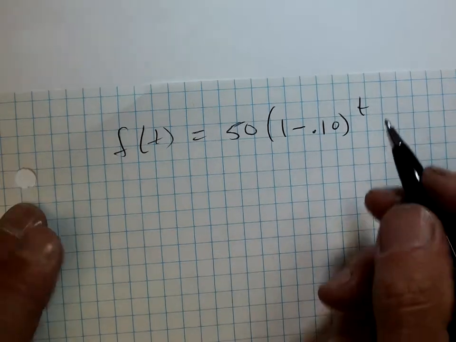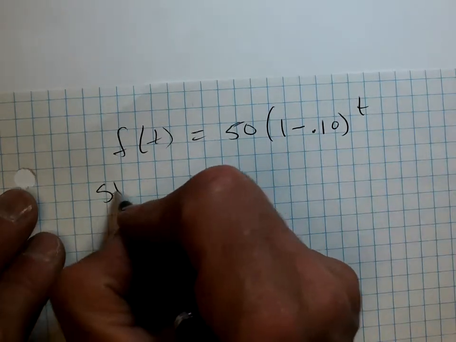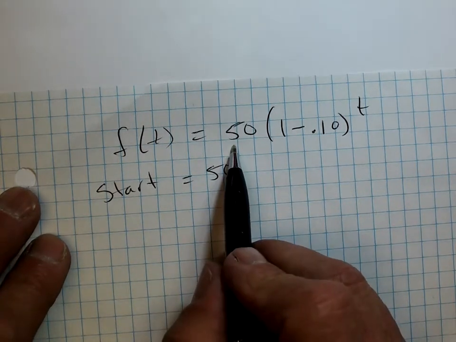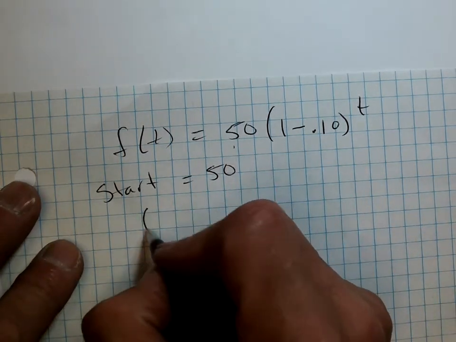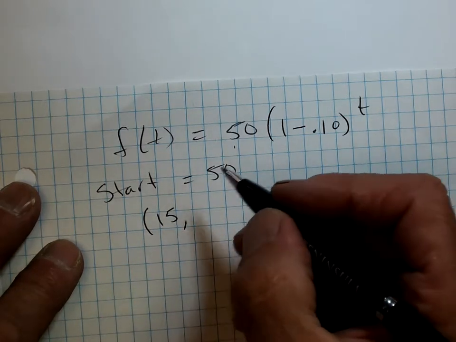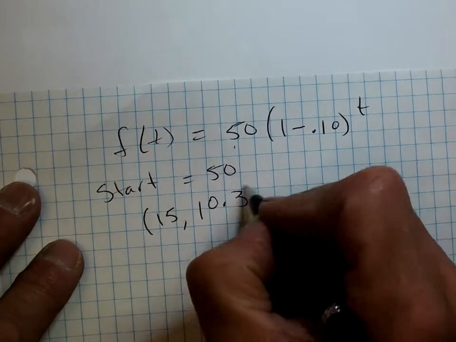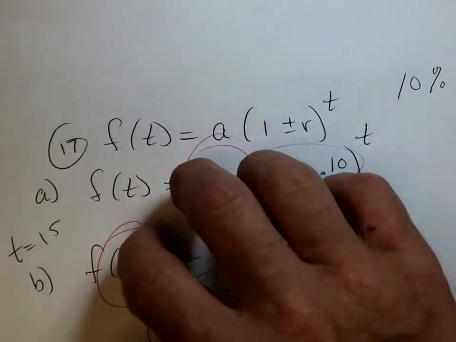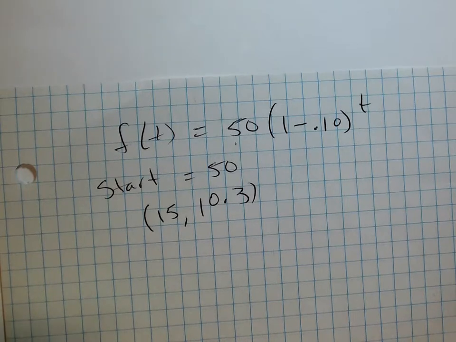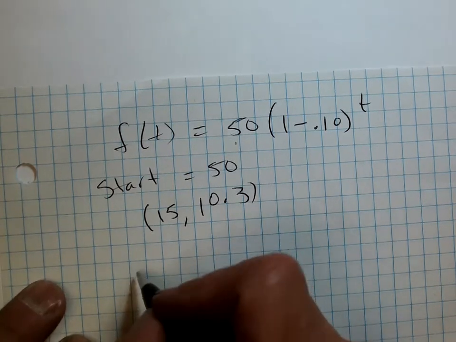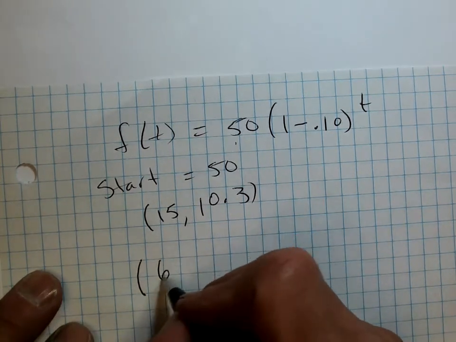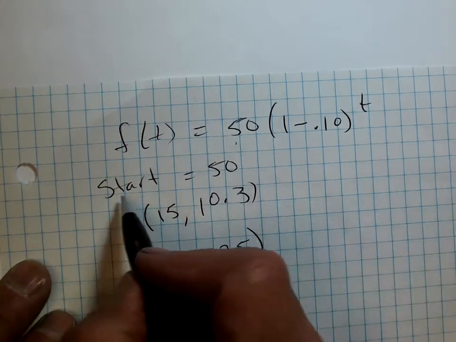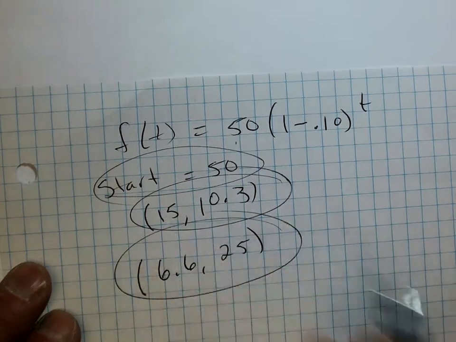Okay, so let's see what I know. I know the start is at 50. I know that right off the bat. I know that after 15 minutes, we'd have a point 15 comma 10.3. That's part of what I have from what I just figured out. I also have a point at 6.6 minutes and 25. So I have a start and 3 points, and that's enough to graph it.